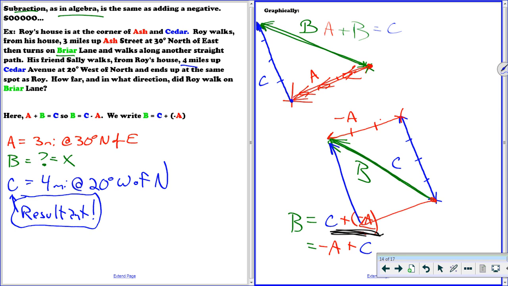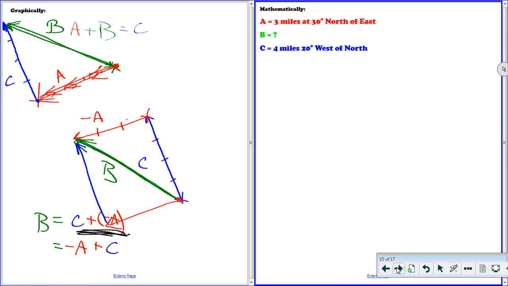So finally, doing that graphically isn't very helpful. So how do we do it mathematically? Well, here's the deal. I have some notes written here somewhere. Here we go. The process is the same as before. You take your vectors and split them up into components. So here are my vectors. My vector A is 3 miles at 30 degrees north of east.